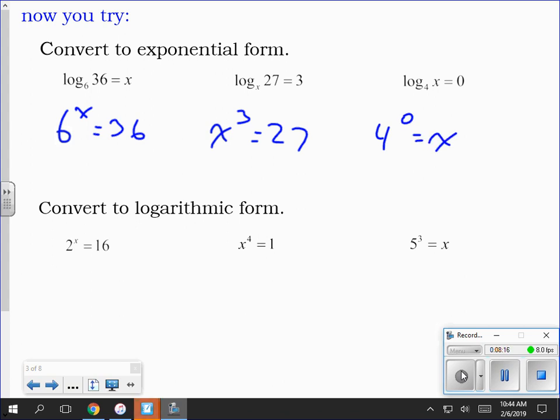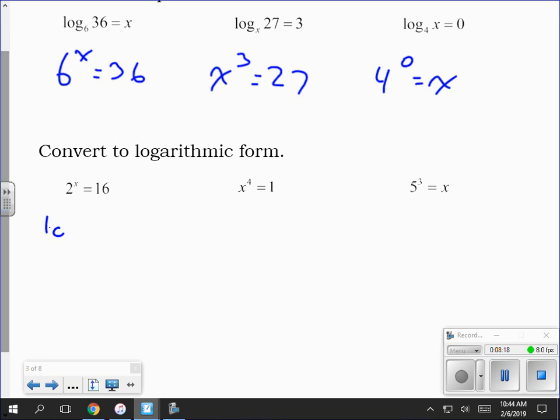And this one's the exact opposite. Log base 2 of 16 is equal to x. Log base x of 1 is equal to 4. And log base 5 of x equals 3.